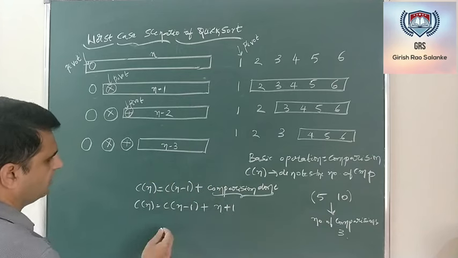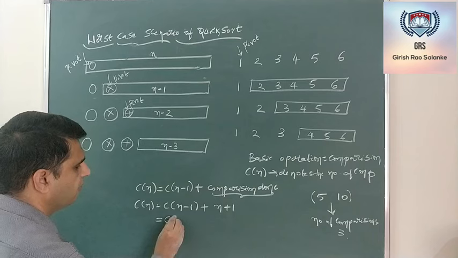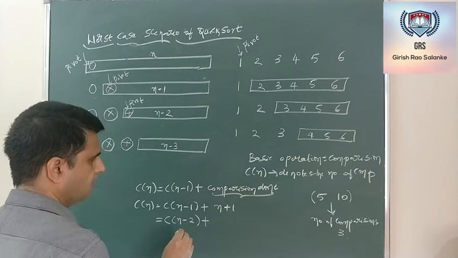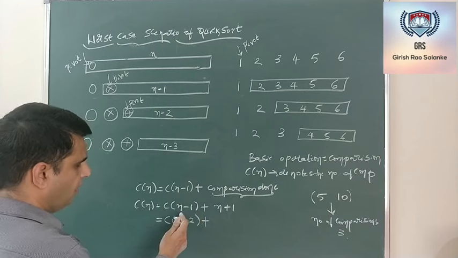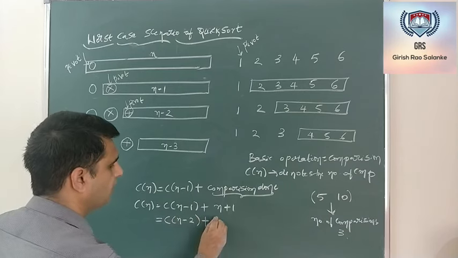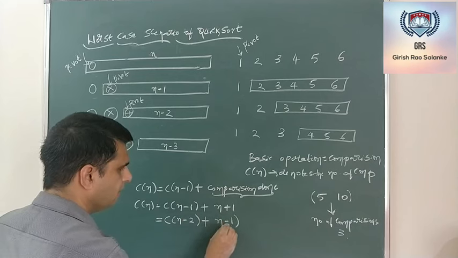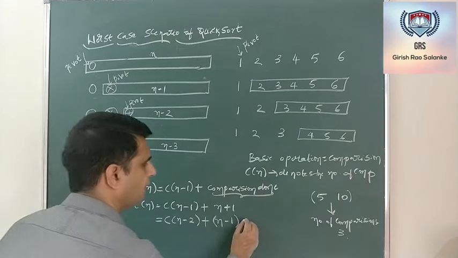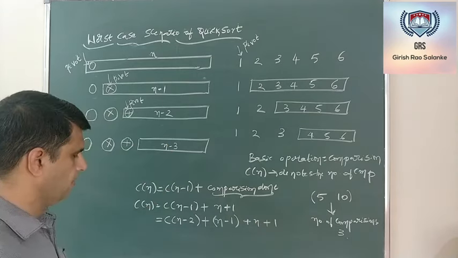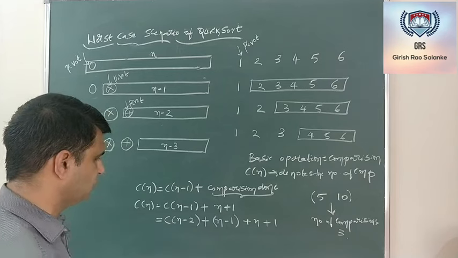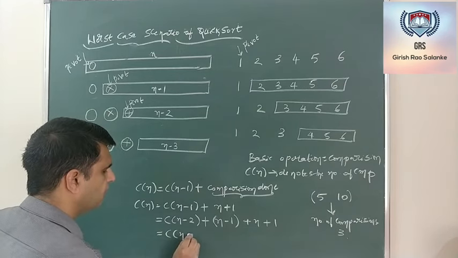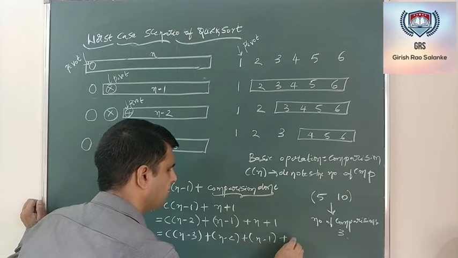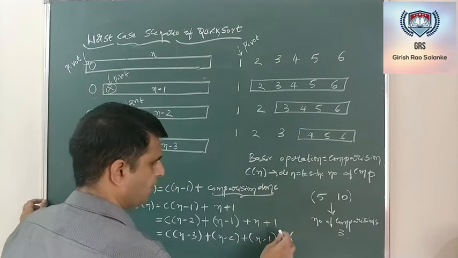So what I can do, I can express this as C of n minus 1 plus n plus 1. How to express C of n minus 1? C of n minus 1 is nothing but C of n minus 2 plus n, and so on. And now I can write C of n minus 2 as C of n minus 3 plus n minus 2, plus n minus 1, plus n plus 1.